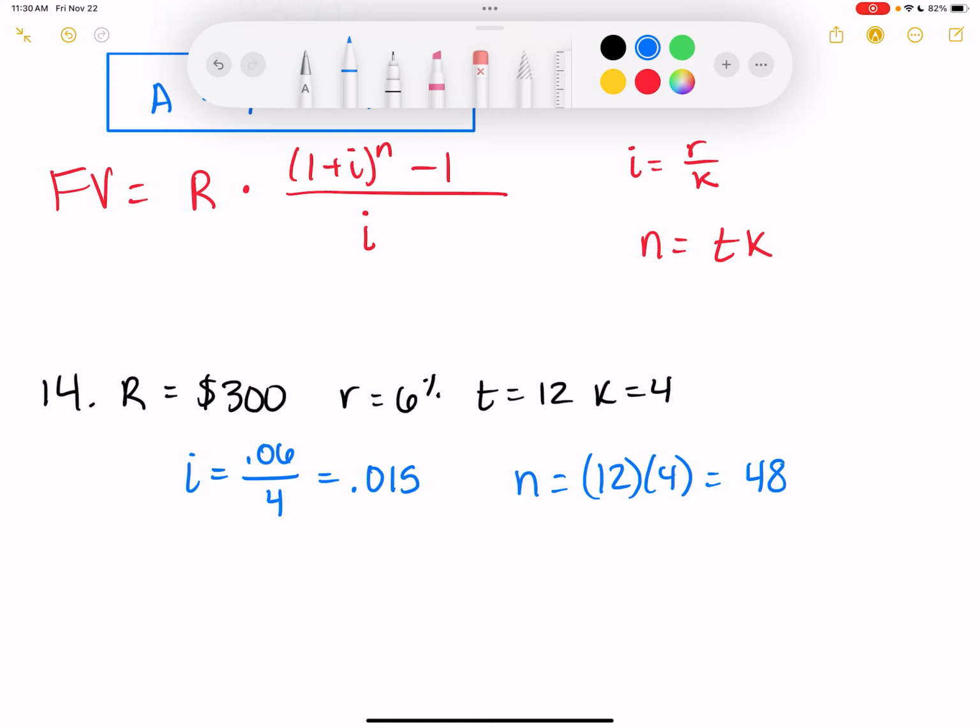All right, so I've got future value equal to 300 times 1 plus 0.015 raised to the 48, minus 1, over 0.015.